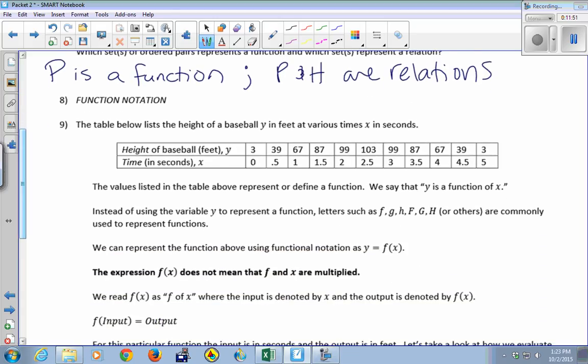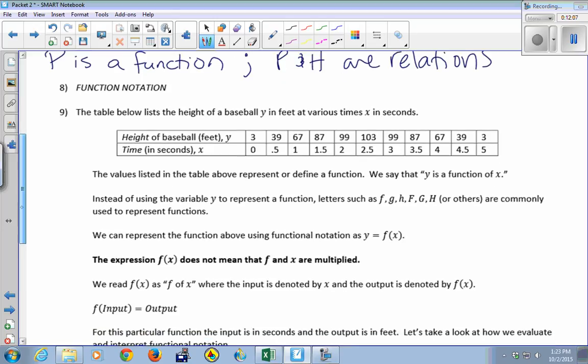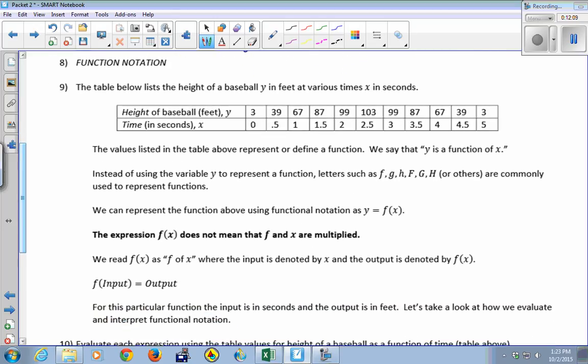All right, so there's some new notation that goes along with functions. Here we have a table that lists the height of a basketball, y, at various times in seconds, x. Okay? So they represent or they define a function. We would say that y is a function of x.